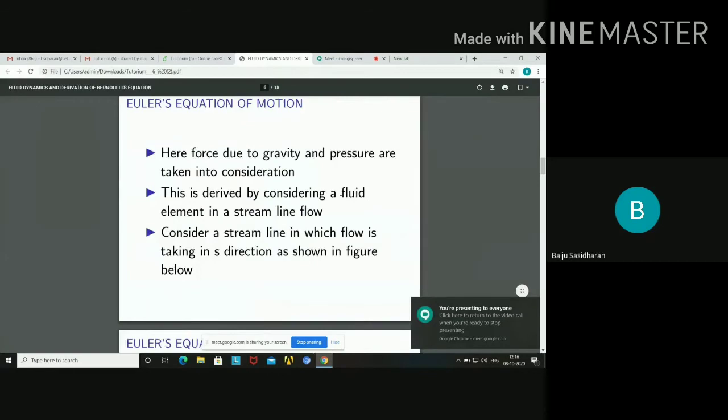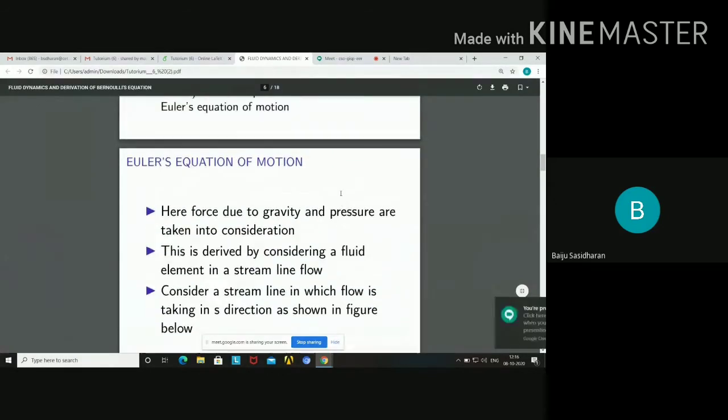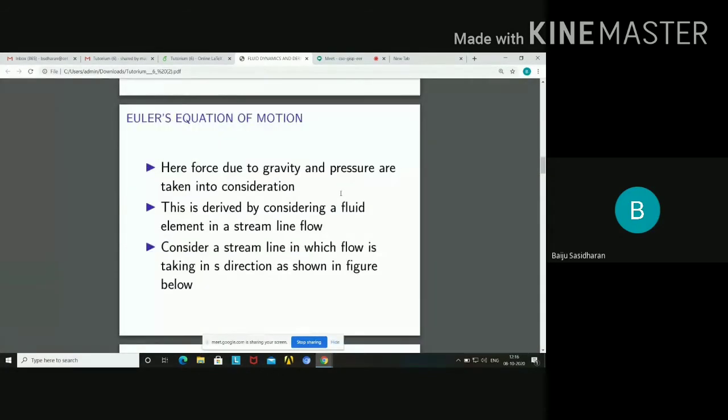Next we have to derive Euler's equation of motion. Here, the forces due to gravity and pressure are taken into consideration. This is derived by considering a fluid element in a streamline flow. So consider a streamline in which flow is taking place in the S direction. That is an arbitrary direction, S.